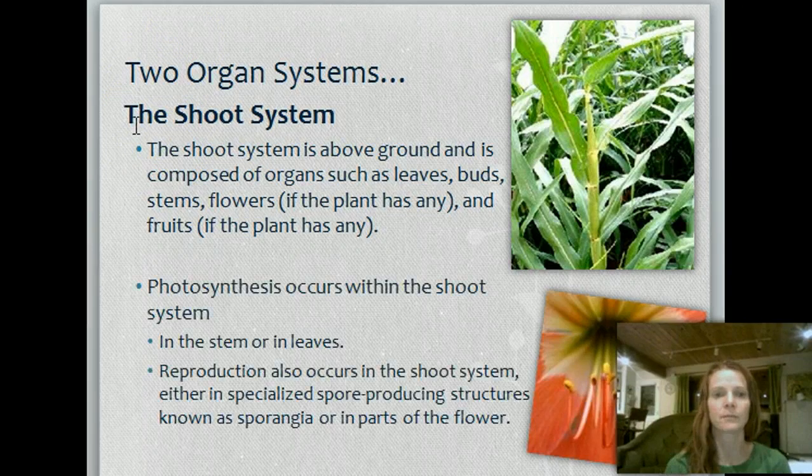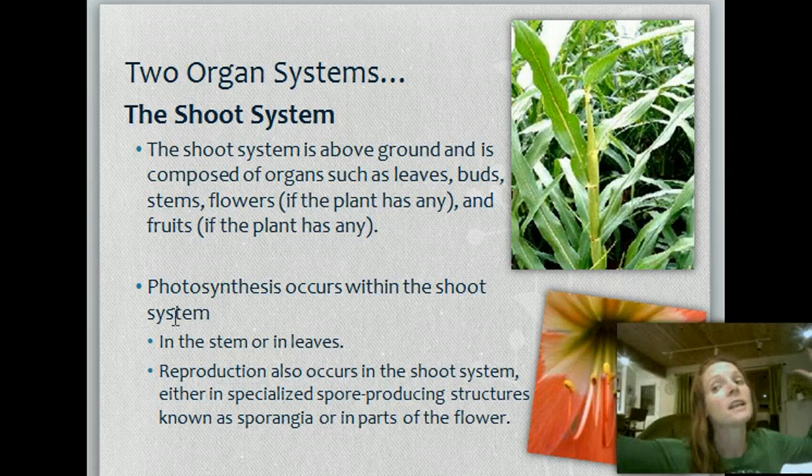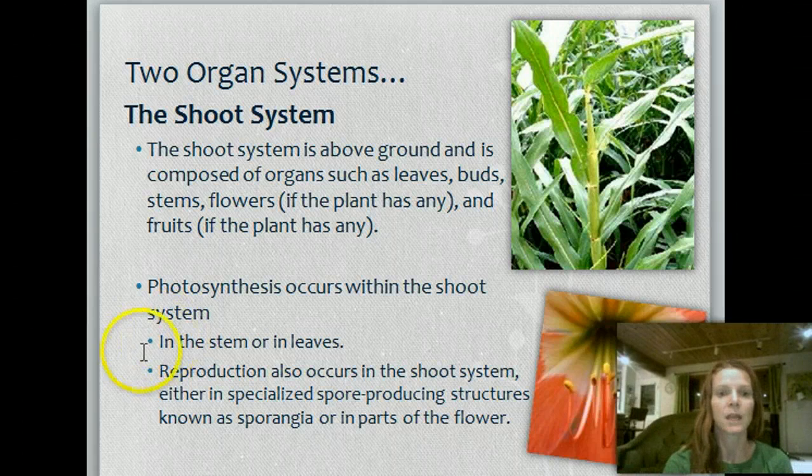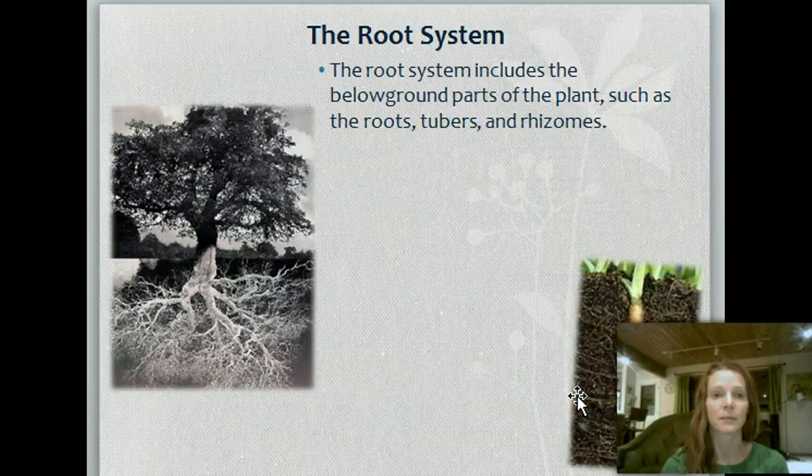Pretty easy, right? Photosynthesis occurs within the shoot system, so it's never going to occur below the surface because obviously, what does it need? Sunlight, yes. So it has to be above ground, okay? In the stems or leaves is where photosynthesis is going to occur. Reproduction also occurs in the shoot system, okay? Either in specialized spore-producing structures known as sporangia or in the parts of the flowers, which we'll talk about a little bit later when we get into the reproductive system of plants, okay?